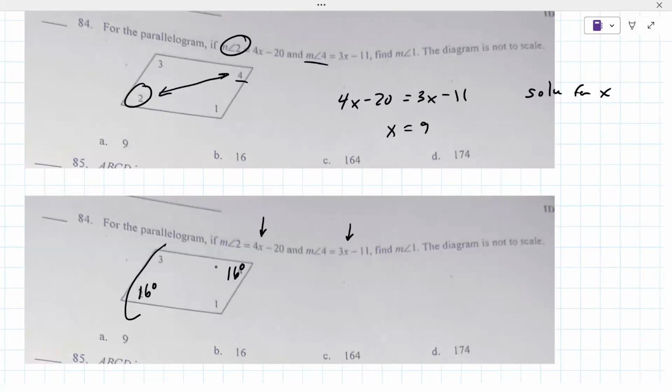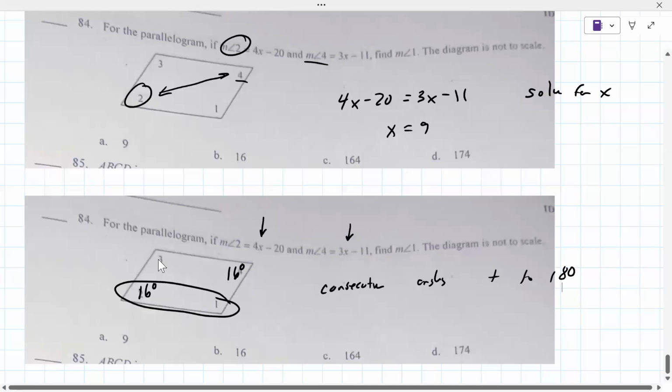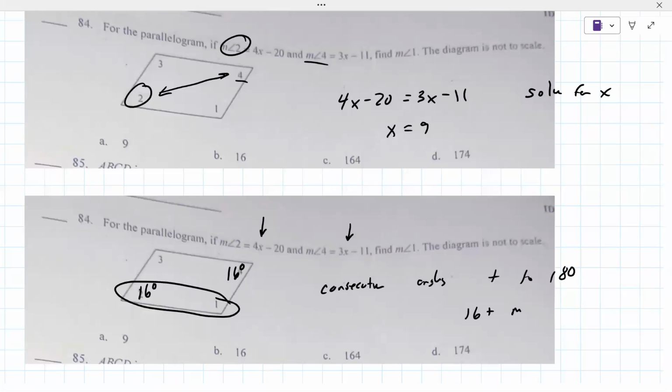Now, do you remember anything about consecutive angles in a parallelogram? Are they congruent also? Not congruent. They add to 180. The reason is that they are on the same side of the transversal, so that's why they add to 180. Okay. So 16 plus measure of angle 1 equals 180. What does that add up to? 164. You got it.